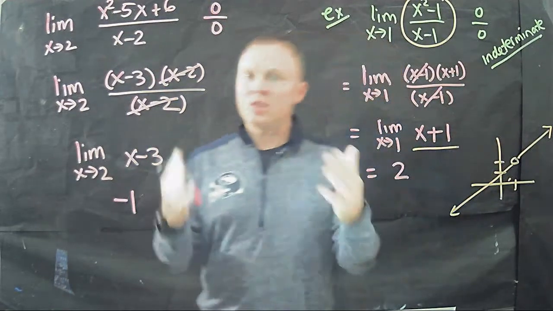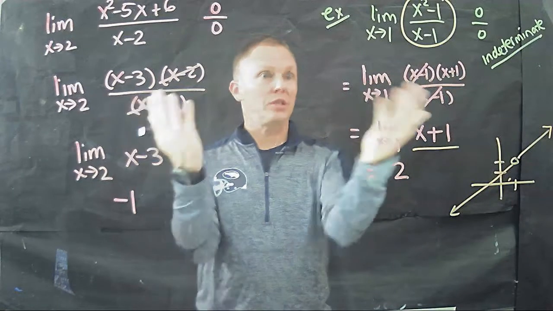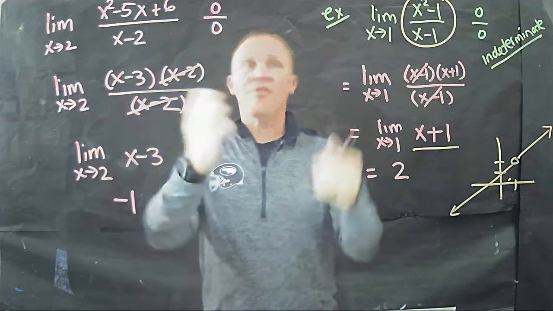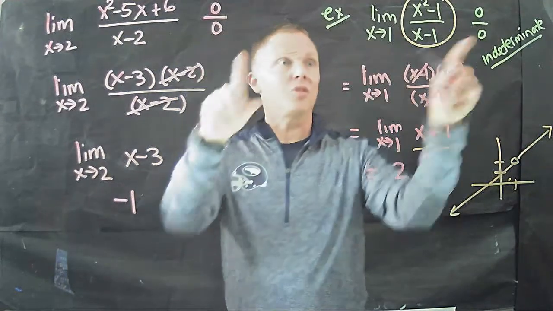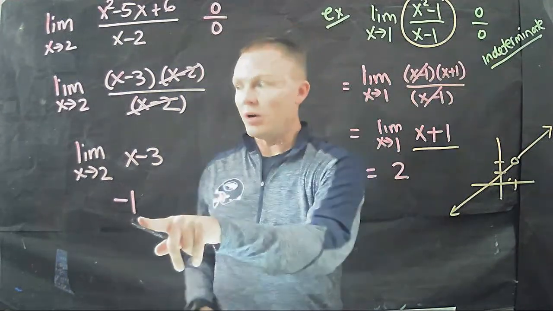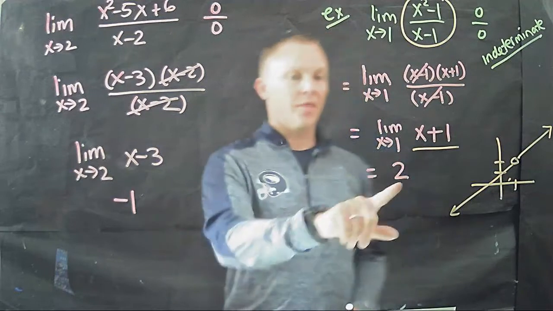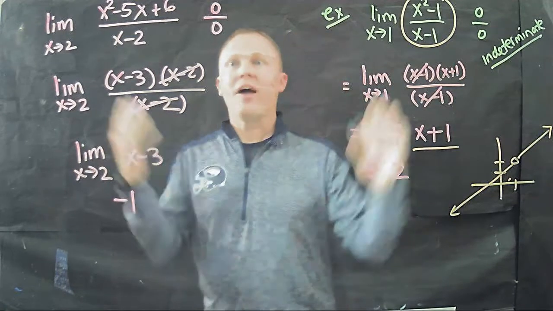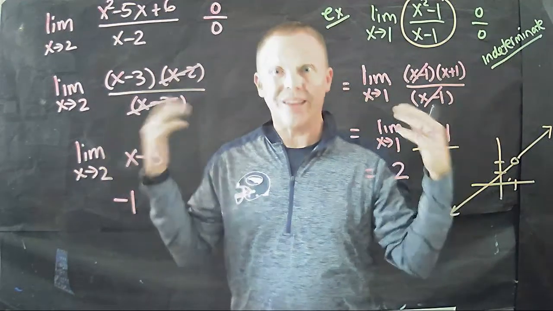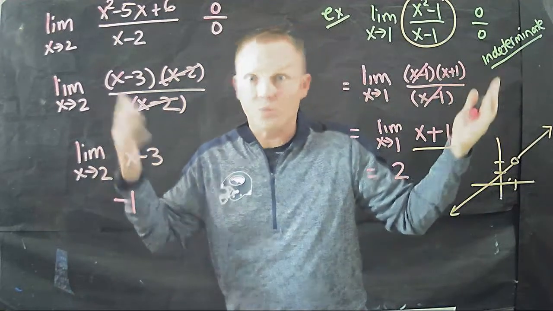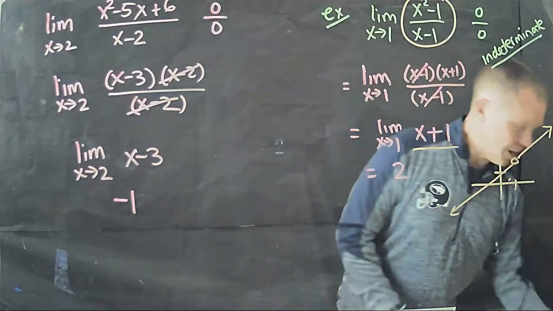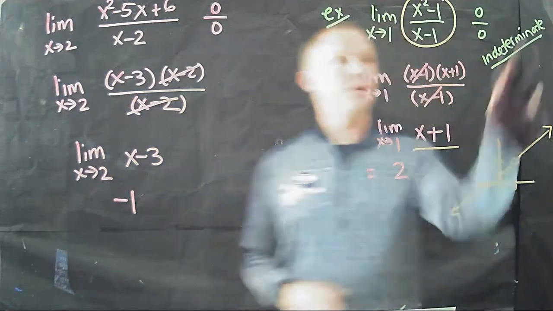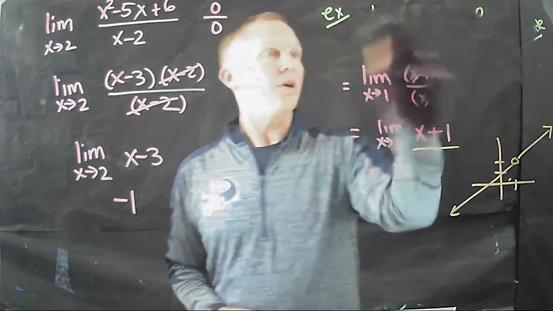So here are 2 examples sitting right next to each other. Both of them were taking the form 0 over 0 when we initially substituted in. But this one was approaching negative 1, and this one is approaching 2. That's why 0 over 0 is what we call indeterminate. Sometimes it's going to approach one thing, and sometimes it's going to approach something else. Okay? Now let's do one more example here for this video.